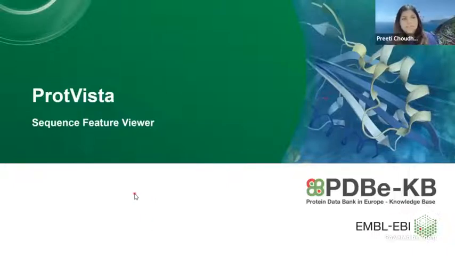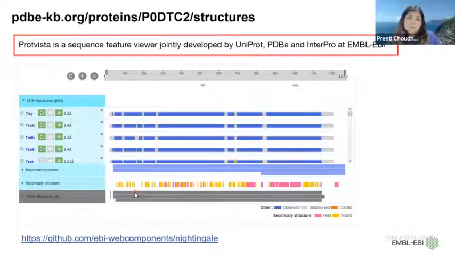Let's talk about ProtVista, a component which is heavily used throughout the PDBe-KB aggregated views. ProtVista is essentially a sequence feature viewer, which was jointly developed by UniProtKB and InterPro at EMBL-EBI. And this is freely available for anyone to use on GitHub at this link.